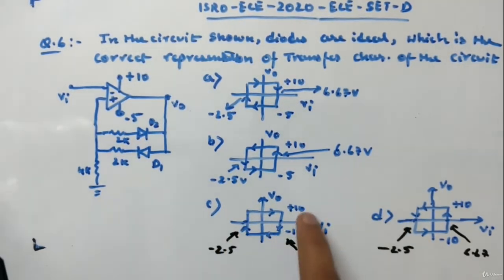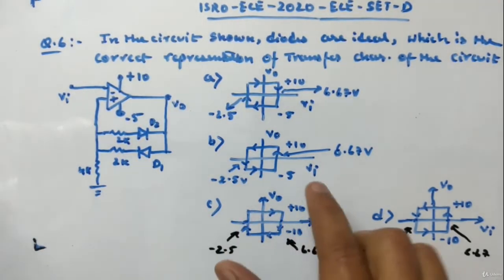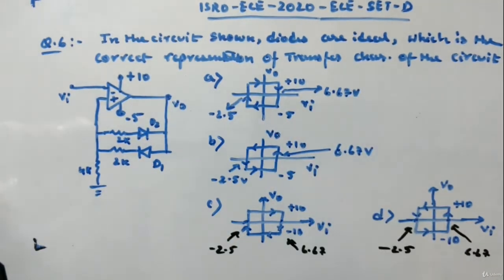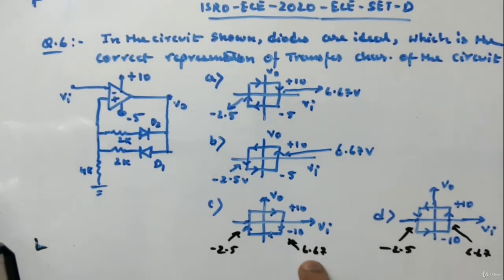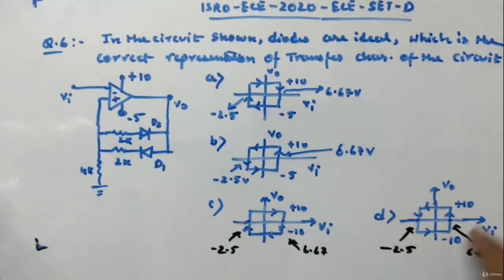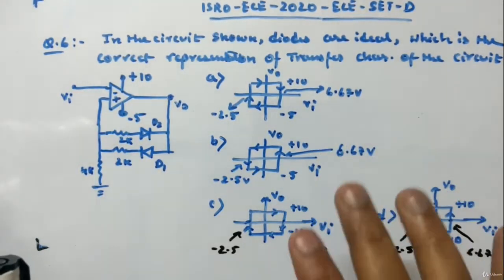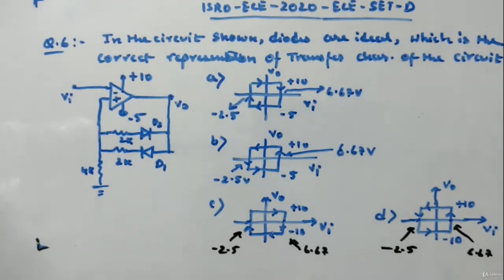Here also, option C is going from minus 10 to plus 10, instead of going from minus 5 to plus 10, and the crossing points at Vi are the same, minus 2.5, 6.67 volt. Okay, and at D it is the anti-clockwise direction, minus 10 to plus 10, and Vi at crossings are minus 2.5 and 6.67 volt. Out of these 4 we have to check which one will be the characteristics.